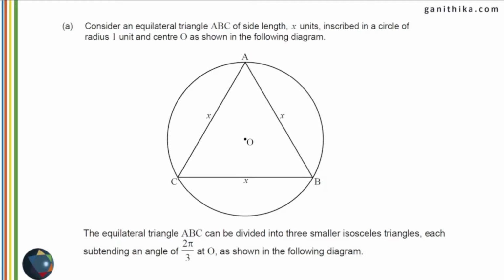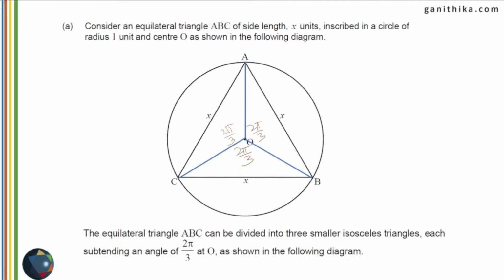So how can you divide them into 3 smaller isosceles triangles? Cutting the original equilateral triangle into 3 smaller isosceles triangles. And what is the angle subtended at the center O? It is divided into 3 parts, which means each angle is equal to 2 pi over 3.